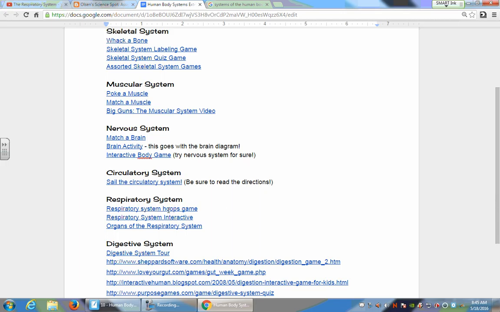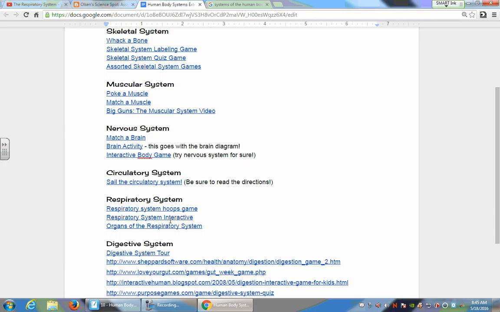You can play the respiratory system hoops game. That's fun. I recommend headphones or turn the volume down because it gets obnoxious. The respiratory system interactive is pretty cool. And then this one is in organs of the respiratory system. So if you weren't real familiar with the labeling section, this would be a really good practice.